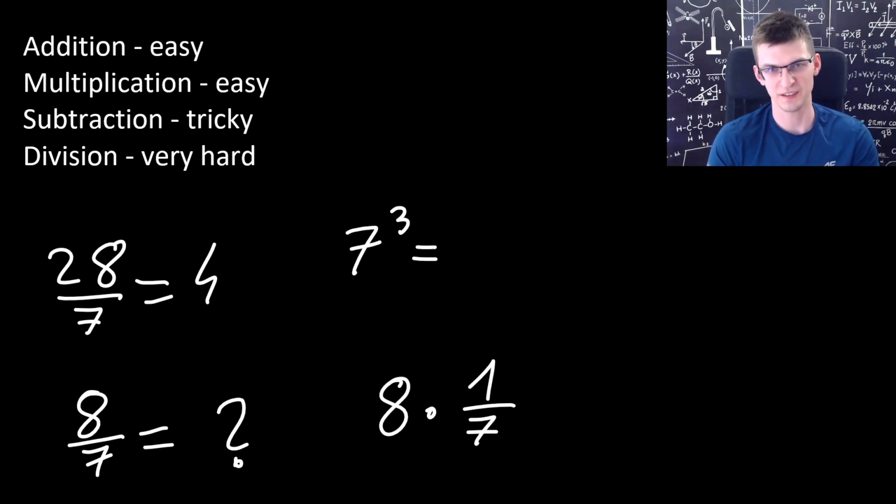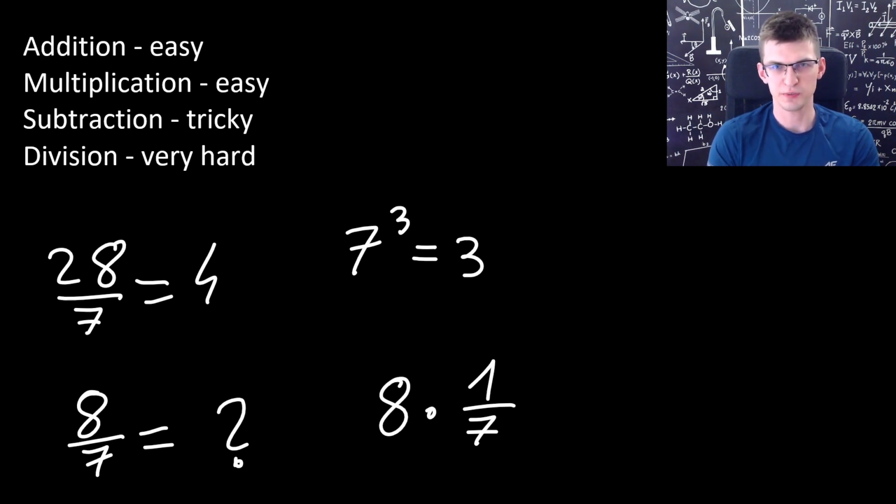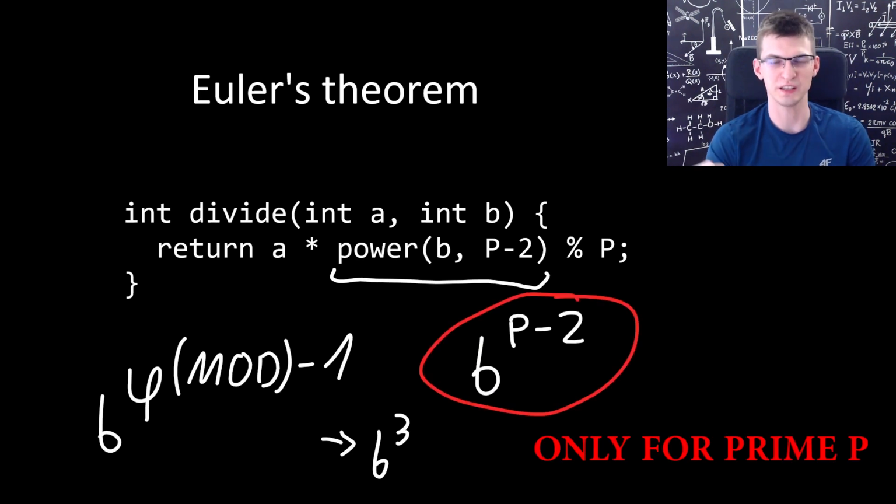This modulo 10 is what, 49, then 9 times 7, I think it's 3. 3 is the last digit, modulo 10, of 7 cubed. And if we replace this by 3, we will compute 24, and this indeed gives 4. But it's okay for you, if you are a beginner, to assume that it is kind of magic, but you can use this formula. And the main formula is b to the power p minus 2.